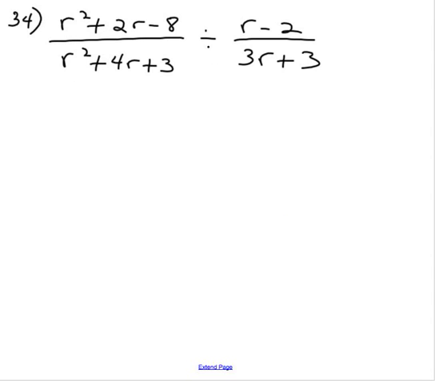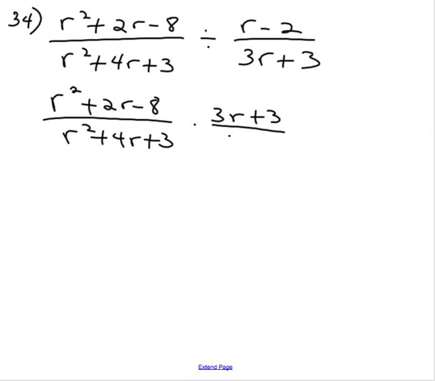Number 34 almost looks like the previous problem, except it's division instead of multiplication. So before I do anything, I'm going to rewrite this problem as a multiplication problem, which means nothing changes in my first fraction, but I'll change to multiplication by taking the reciprocal of the second fraction. I flip it. Now that I have a multiplication problem, I will look for GCFs, or I will try to factor. I'm going to do both of those at the same time.